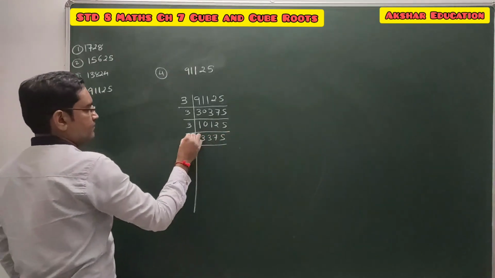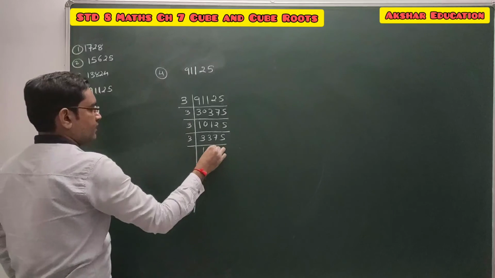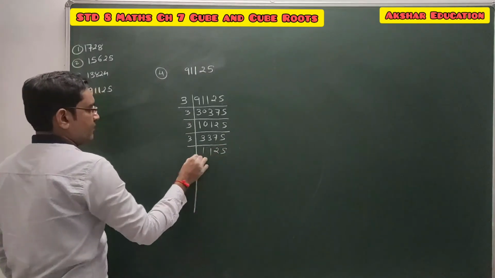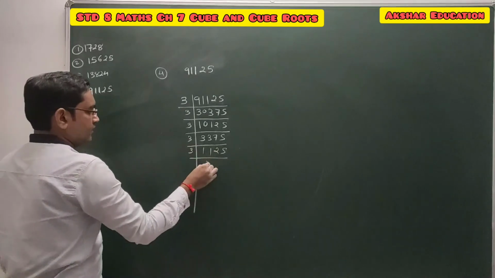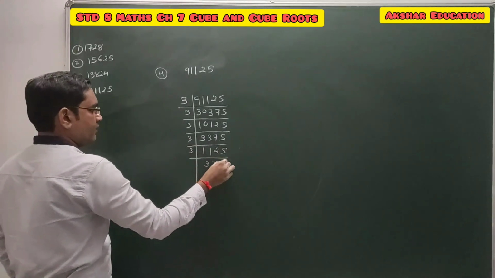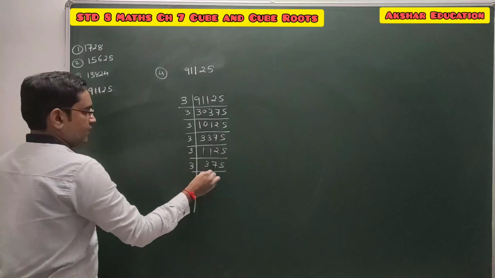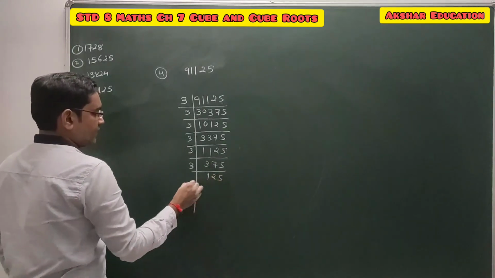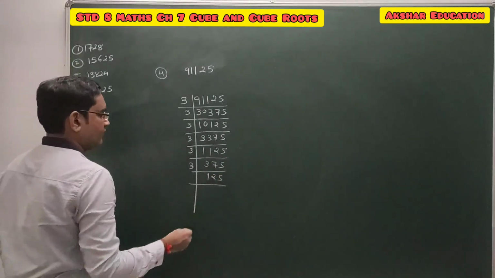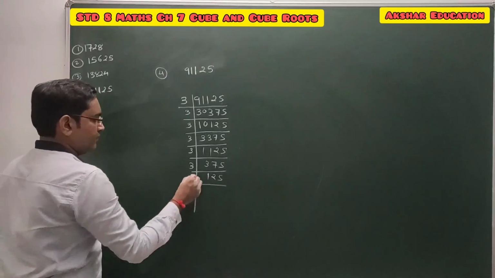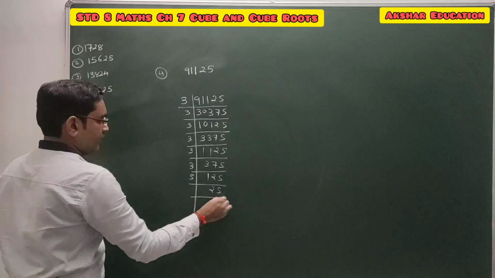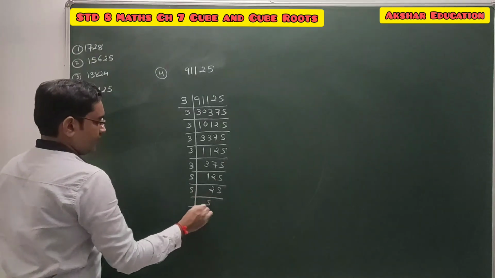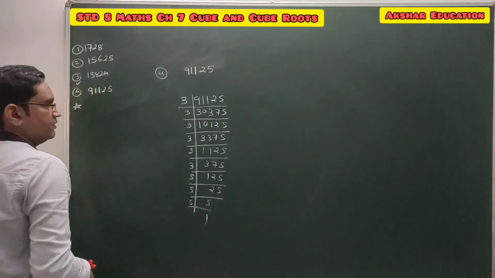Again 3 से होगा, 3 1s are 3, 3 1s are 3, 3 2s are 6, 3 5s are 15. 5 7 8 9, 3 से होगा. 3 3s are 9, 3 7s are 21, 3 5s are 15, 3 1s are 3, 3 2s are 6, 3 5s are 15. अभी 3 से नहीं होगा तो 5 से, यूनिट प्लेस डिजिट इज 5, सो डिवीजन विथ 5, 5 2s are 10, 5 5s are 25, 5 5s are 25, 5 1s are 5.